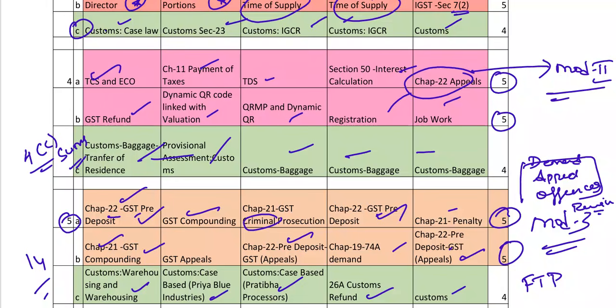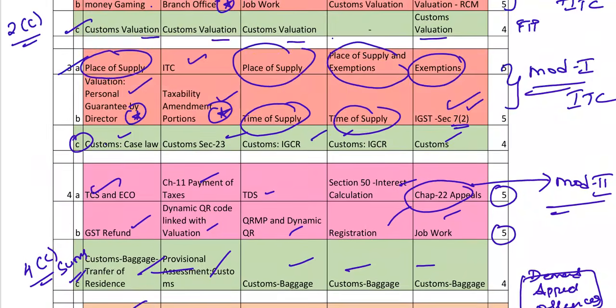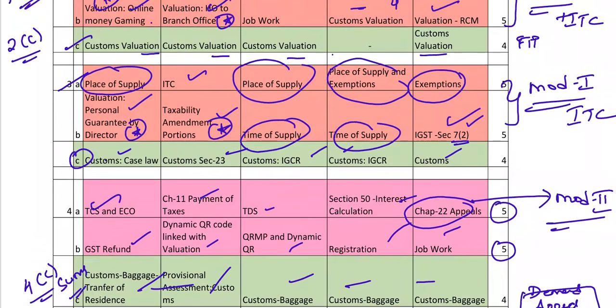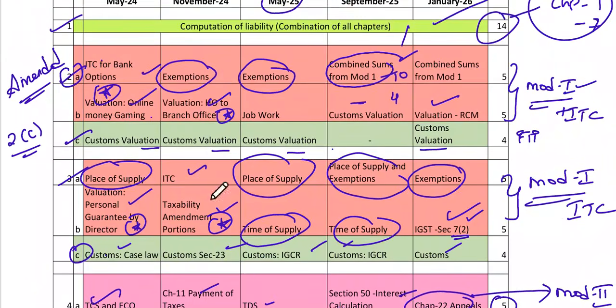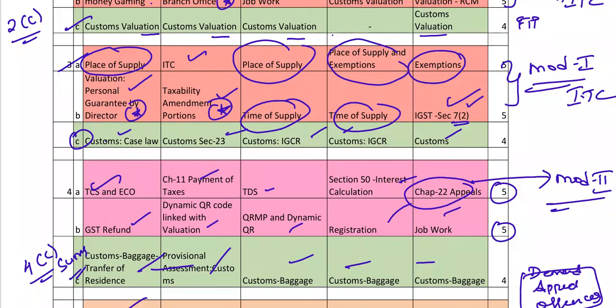So we can take a stand that 10 marks is going to come from your module 2, apart from ITC. Please don't consider ITC in module 2. I'm taking ITC as belonging to module 1. That is why I'm saying here module 1 and ITC, module 1 and ITC. If you feel these chapters are difficult, then you can read them once, and you don't want to spend a lot of time in these areas, is what I'm trying to say.